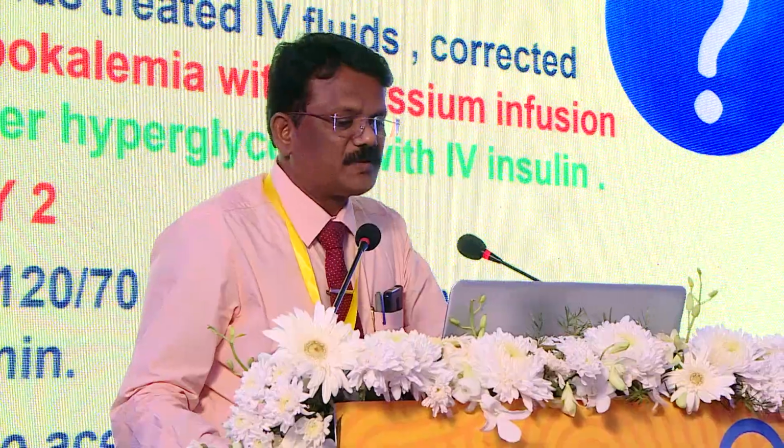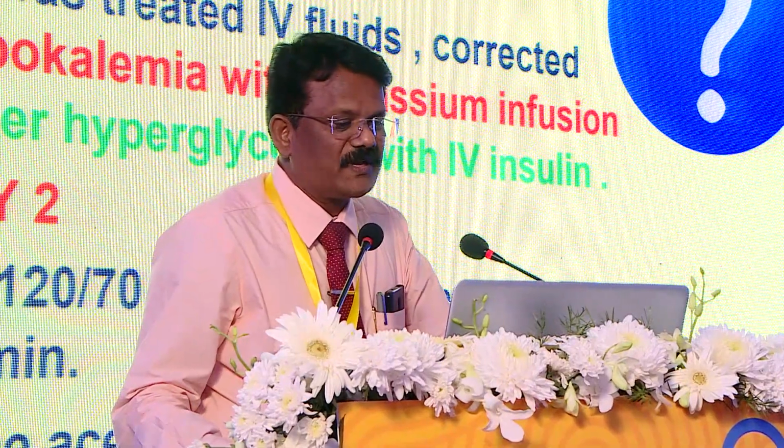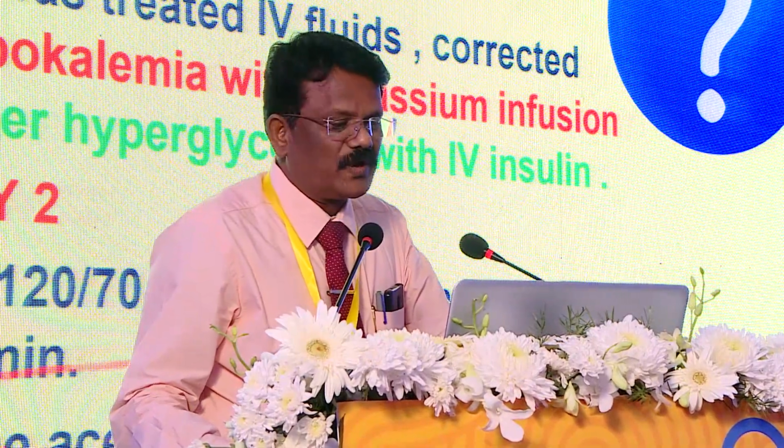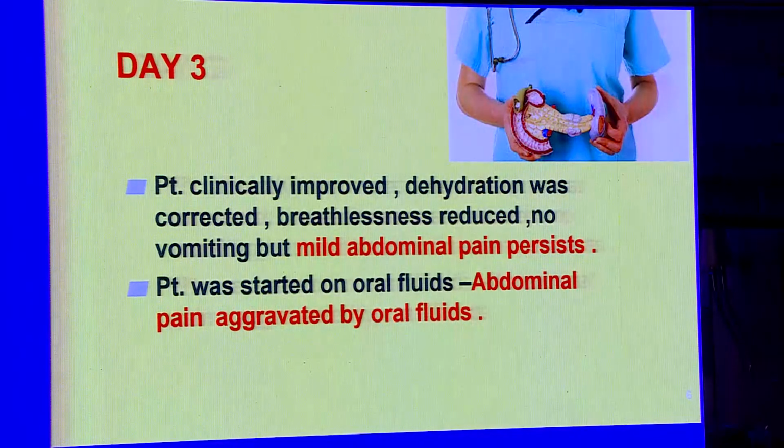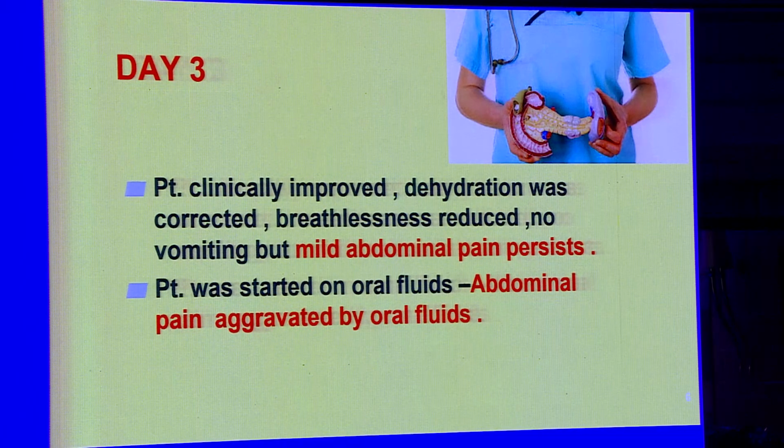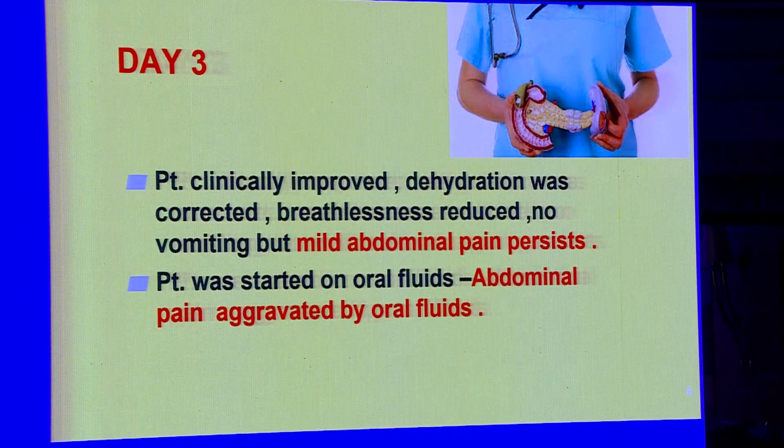So the patient was treated as per the recommendation, hyperglycemia was corrected, then IV insulin was started, and on the second day everything normalized, acetone became negative, serum potassium was 3.9, random blood sugar was 180. On the third day, the patient clinically improved, everything was all right, but mild abdominal pain persisted. On the third day we started oral fluids. After starting oral fluids, again the abdominal pain started. Let me stop here and have some interaction, Paranthaman?